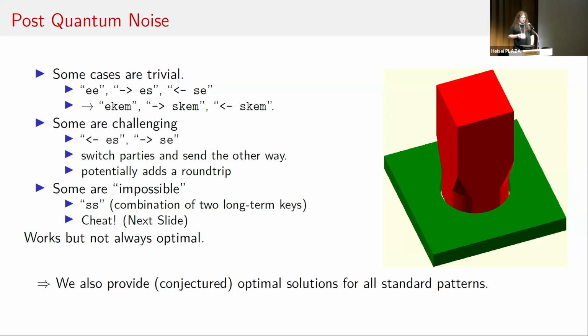And then we have the really nasty case. That's the combination of the static public keys. So the first thing you can do there is you can send an SCAM in both directions so that you have an encapsulation for both static public keys, which gives you authenticity.